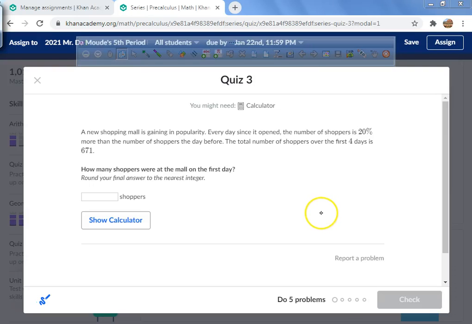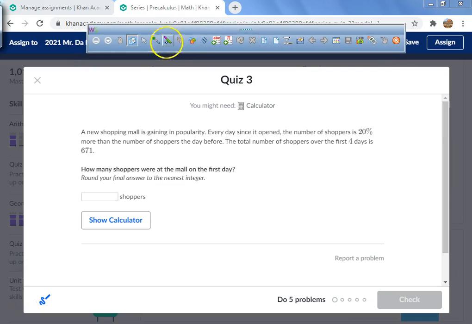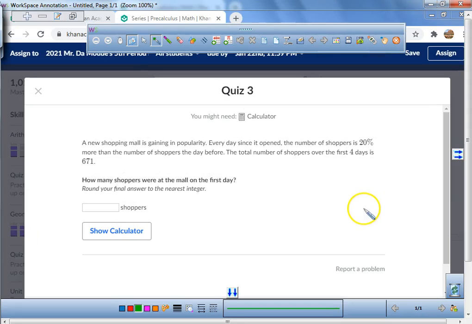I'm doing quiz number 3. Not 1, not 2, but quiz 3. And this looks like it deals specifically with what's called geometric series. And it says a new shopping mall is gaining popularity.